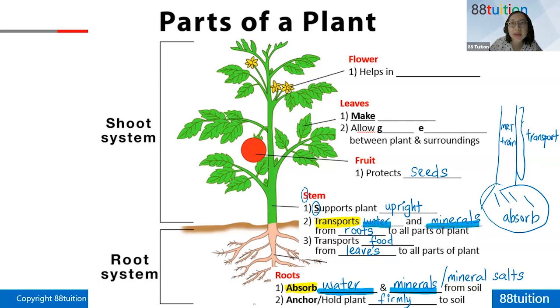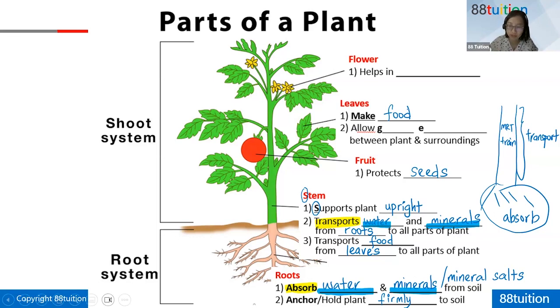Who else? Hui Mei, Howie, Giselle, Hao Qian. Okay, now I'm seeing Hui Mei's answer, Caden's answer. Good, right? Okay, so it is make food. Now, other than making food, the leaves make food.